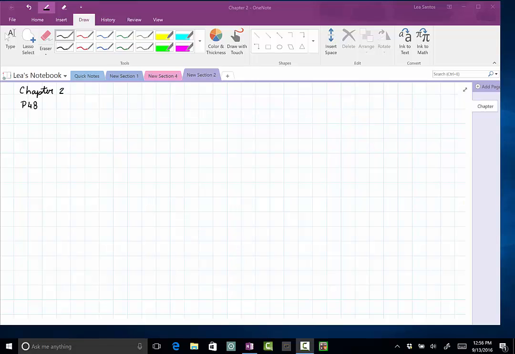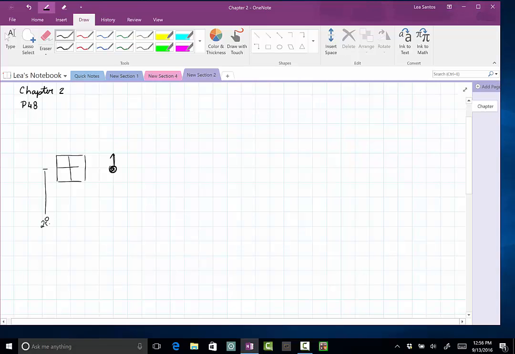Okay, so we are solving problem 48 from chapter 2 of Giancoli 6th edition. What we have is a baseball that is seen to pass upward by a window. Let's make this window here, and we have this baseball passing up. This window is 28 meters from the ground.